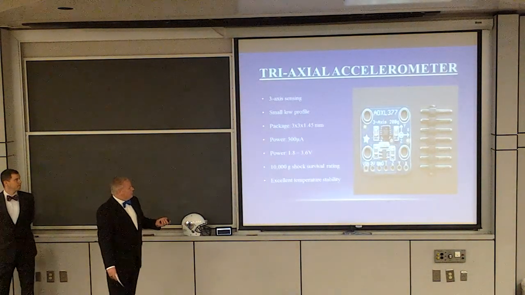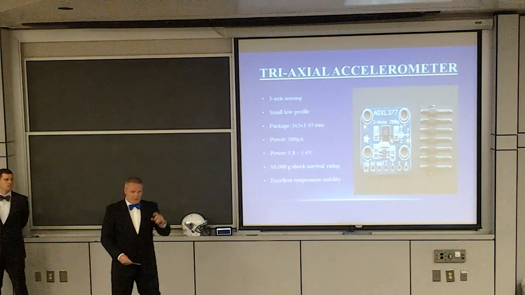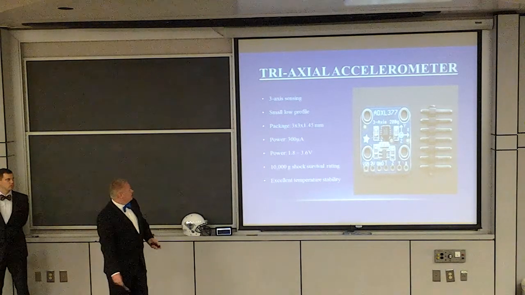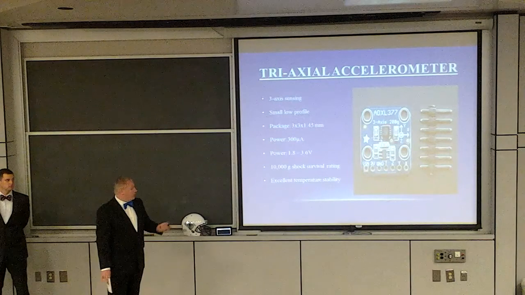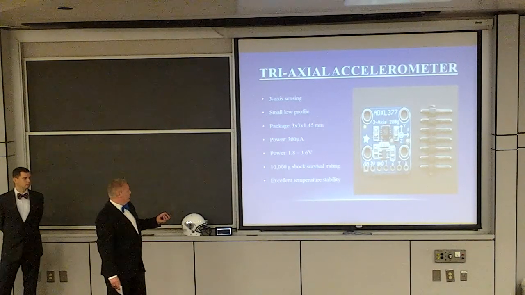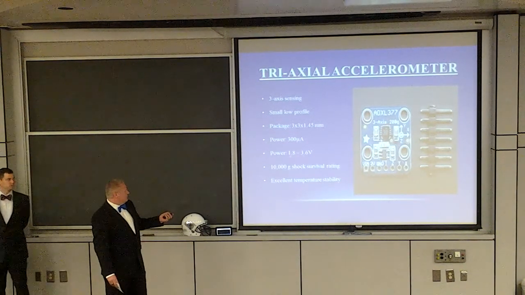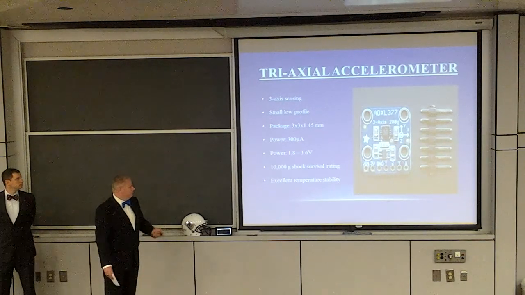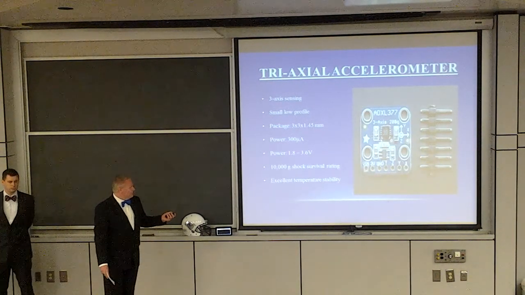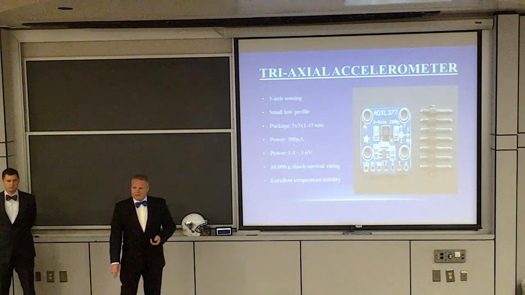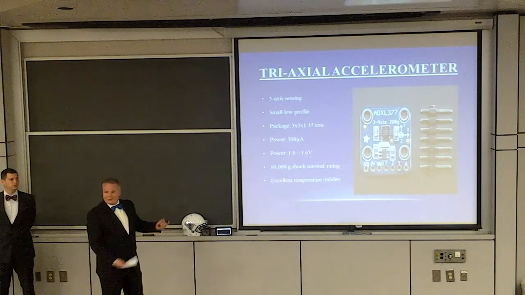The triaxial accelerometer is actually only about the size of a postage stamp. It's only about an inch by inch square, and it's only about an eighth of an inch thick. It runs on real low power, only 300 microamps, so it doesn't take hardly any of the battery power at all. And it uses a very small range of 1.8 volts to 3.6 volts. The accelerometer has a 10,000 G shock survival rating, so I don't think anybody's going to come close to that anytime soon.